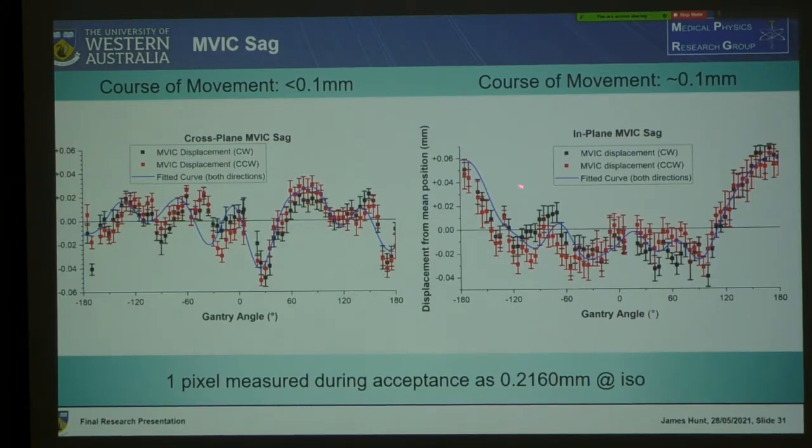In the in-plane MVIC sag as well, we have a lot of movement. There's a little less conformity between both directions here, but they're following roughly the same pattern. I put this in millimeters, so you can see a course of movement of less than 0.1 millimeter in the cross-plane, and about 0.1 millimeter in the in-plane. 1 pixel at isocentre projects to 0.216 millimeters. That was determined during acceptance of the Elekta Unity.